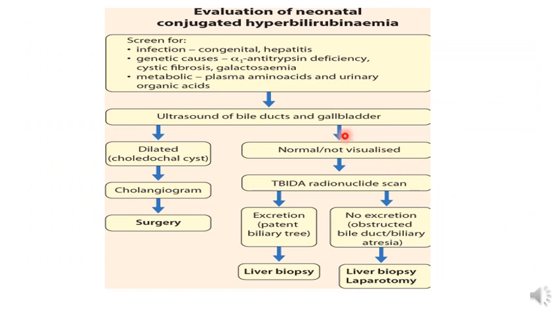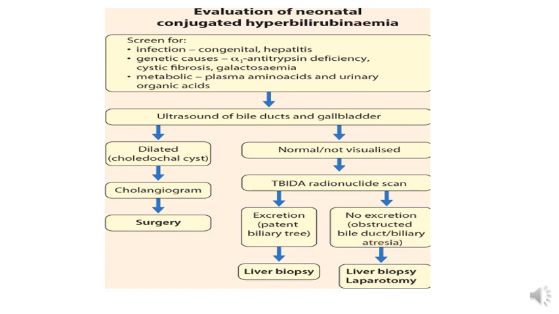So in this evaluation, the same thing you do for infection, congenital infection, TORCH or hepatitis; genetic causes like alpha-1 antitrypsin, cystic fibrosis, galactosemia; metabolic, plasma amino acids and urinary organic acids. Ultrasound checks for gallbladder and bile duct, dilated ducts, cholangiogram and surgery. If the gallbladder is normal or not visualized, you do a radionuclide scan, and with excretion, a patent biliary tree, liver biopsy; or no excretion, obstructed bile duct leading to biliary atresia, and liver biopsy with laparotomy.